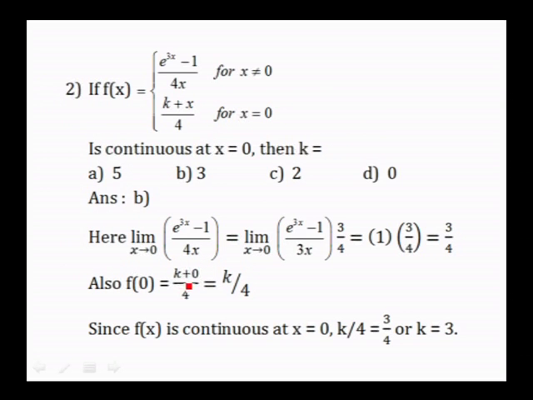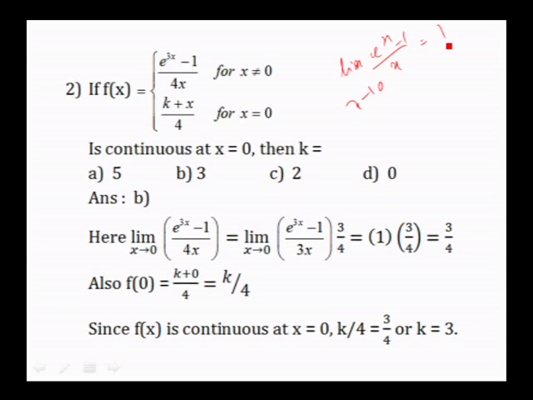ಎರಡನೇ ಪ್ರಾಬ್ಲಮ್, f(x) is equal to (e to the power of 3x minus 1) over 4x for x not equal to 0, k plus x by 4 for x equals 0, is continuous at x equals 0, then k equals ಅಂತ ಕೇಳಿದ್ದಾನೆ. ಇಲ್ಲೀಗ ನೀವು as x tends to 0 you find that this takes the form 0 by 0. ಆದರೆ ನಿಮಗೆ ಆ ಲಿಮಿಟ್ನಲ್ಲಿ ನಾವು ಹೇಳಿದ್ವಿ ಏನು, limit of (e to the power of x minus 1) over x as x tends to 0 is equal to 1 ಅಂತ ಹೇಳಿದ್ವಿ.